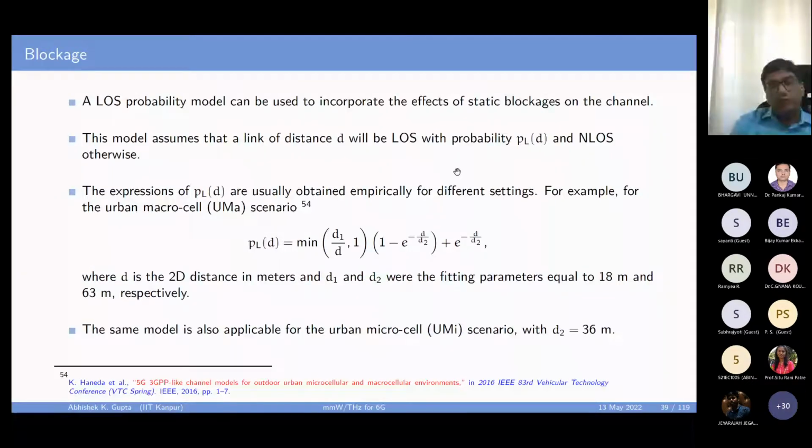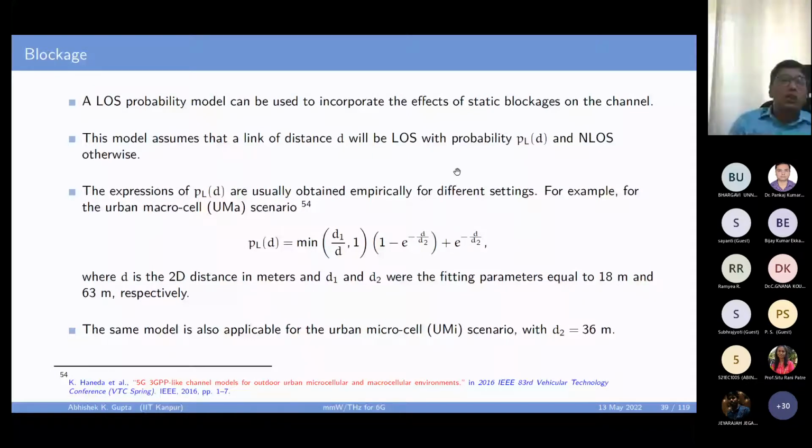So the way we incorporate these blockages, we generally use a line of sight probability model in the analysis. These models are very simple. These are statistical models. Of course, if you know the map and everything is deterministic, you can compute it by using ray tracing. But if you talk about the statistical channel, we take a link of length D and ask what is the probability that this link will be blocked.